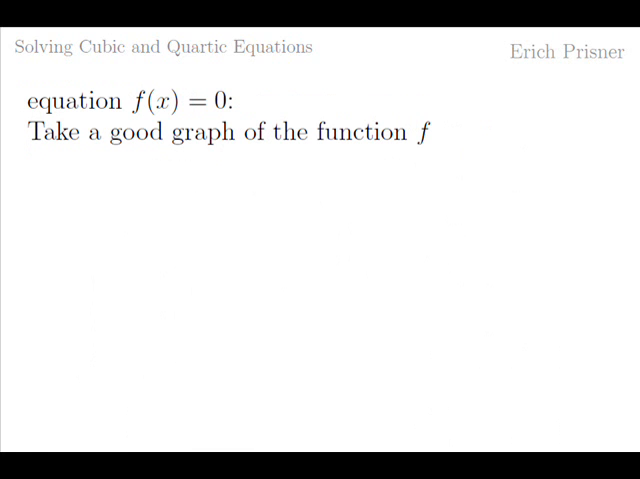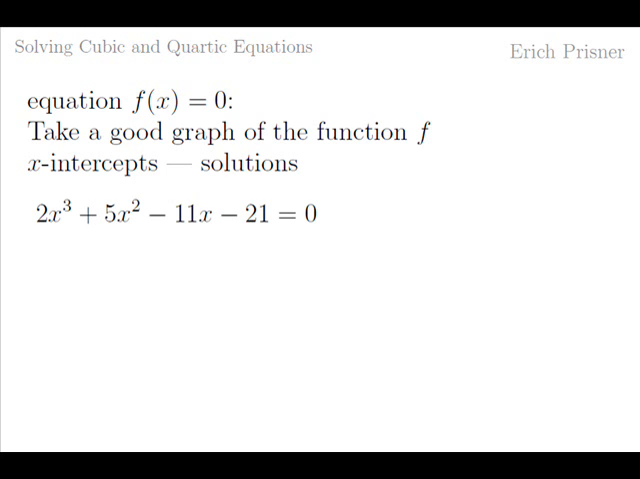The 21st century has a very convenient method for solving any equation. All we need is a good graph of the function f if the equation in question is f of x equals 0. The x-intercepts of that graph are our solutions.